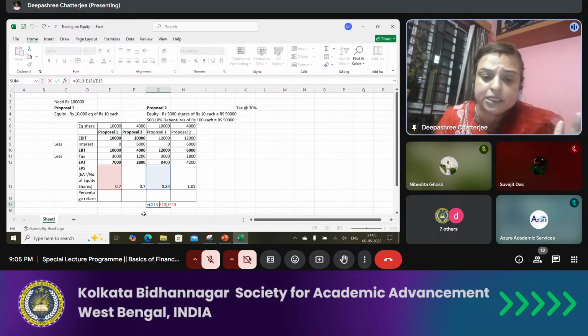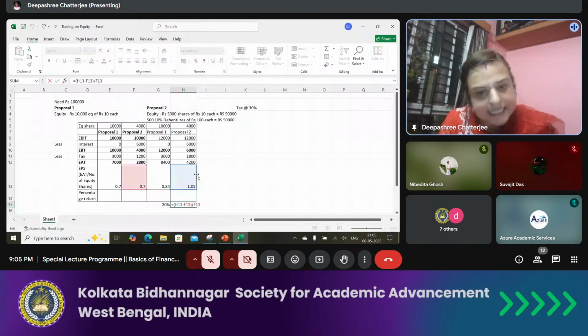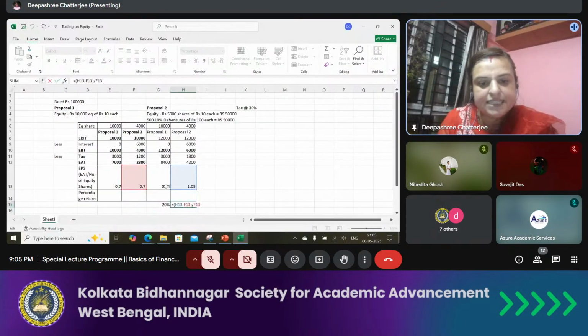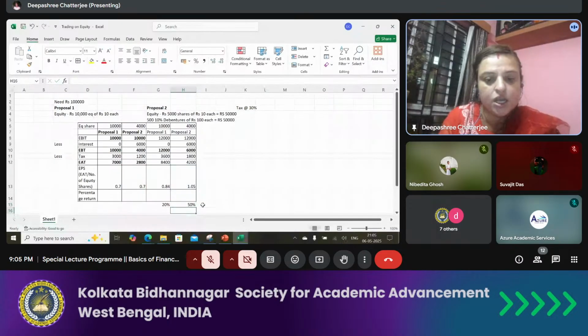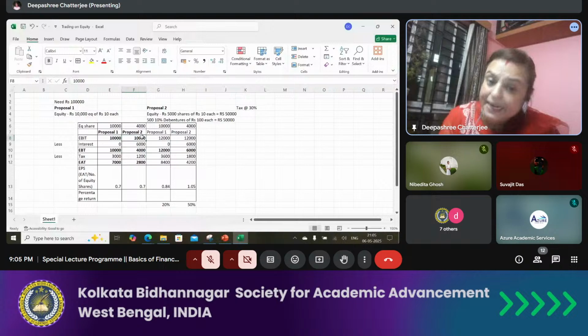How much has it increased over 0.7? This we have calculated, right? And here how have we calculated? Same. 0.7 became 1.5, right? So 1.5 minus 0.7 divided by 0.7 will give me the percentage return, right? So this is the percentage return on EPS. And here, how did we calculate the percentage return? 12,000 minus 10,000 divided by 10,000.